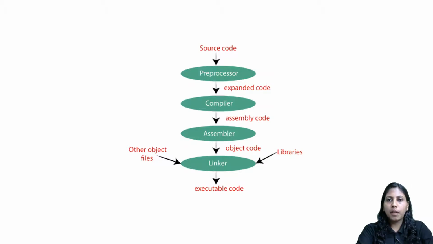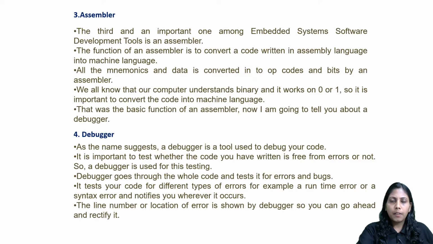You can transfer the .exe file to somebody else, or even to some other devices, right? Now the assembler we discussed already, the actual definition. The function of the assembler is to convert the code written in the assembly language to machine language. All the mnemonics and data will be converted to opcodes and bits by the assembler. I'll be showing what an opcode is and how it looks. So that's how the stages work.